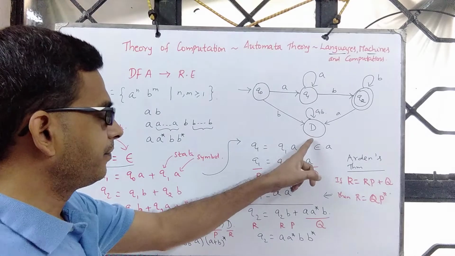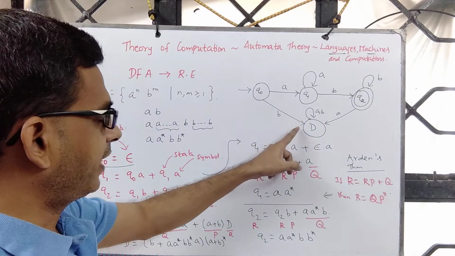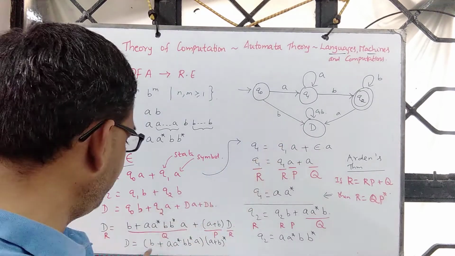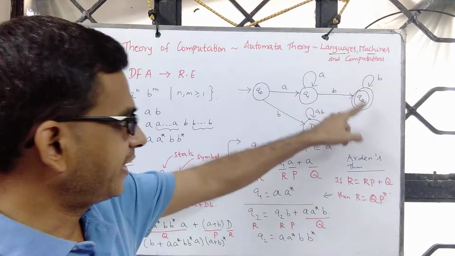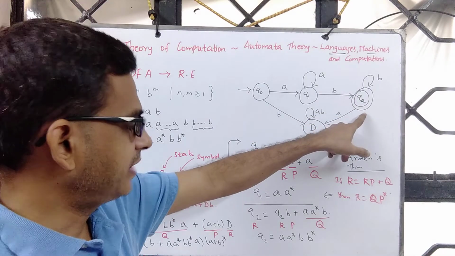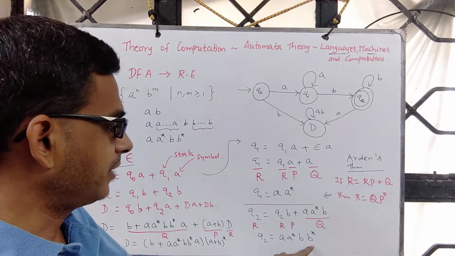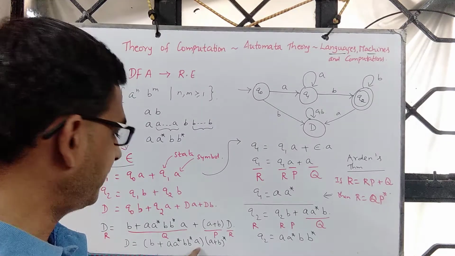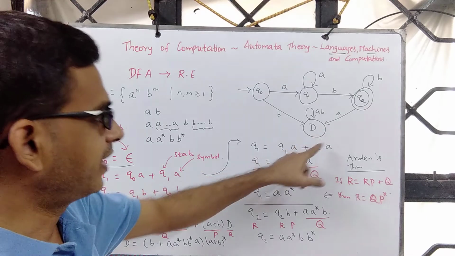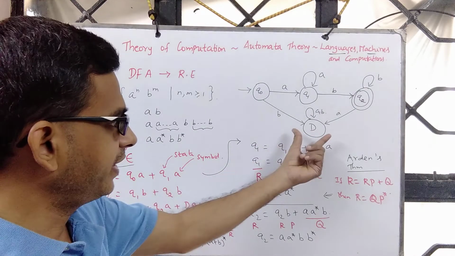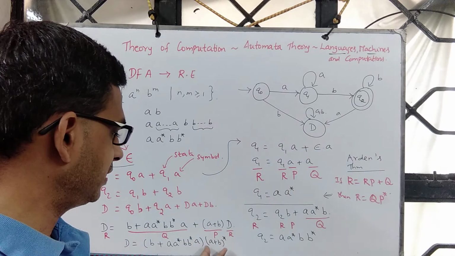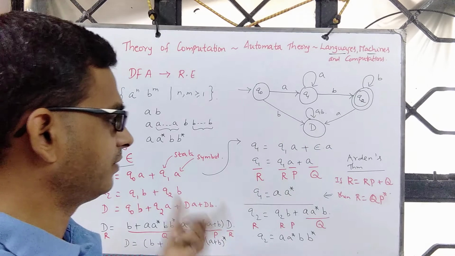Now look at D. You get an arrow from this, so it is B, or you come via this. At this stage you must have seen A A star B B star followed by A. Then after you reach, you can read any number of A's and B's, which is why we get A plus B star.